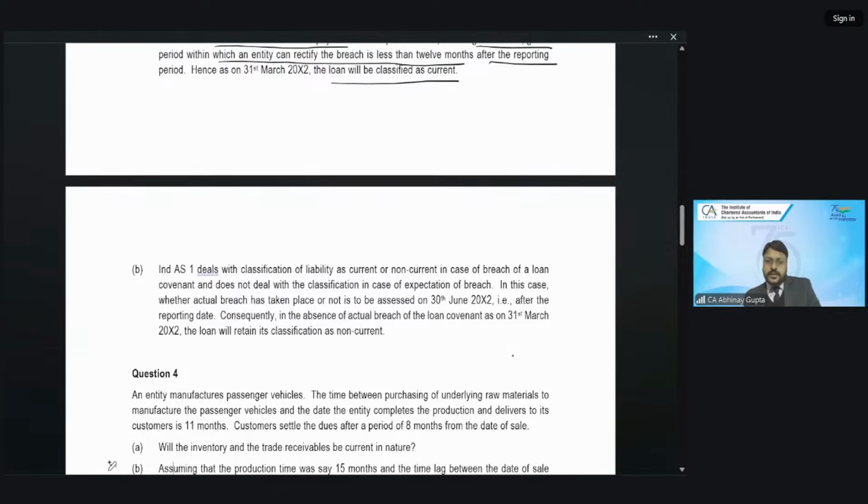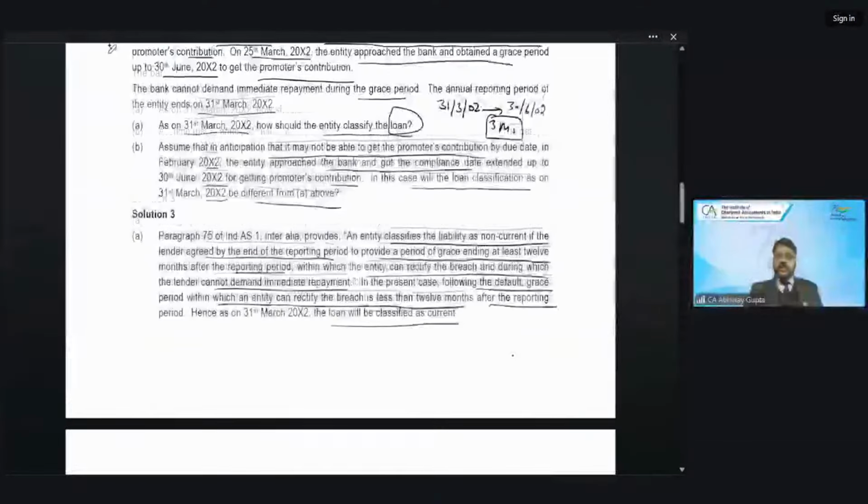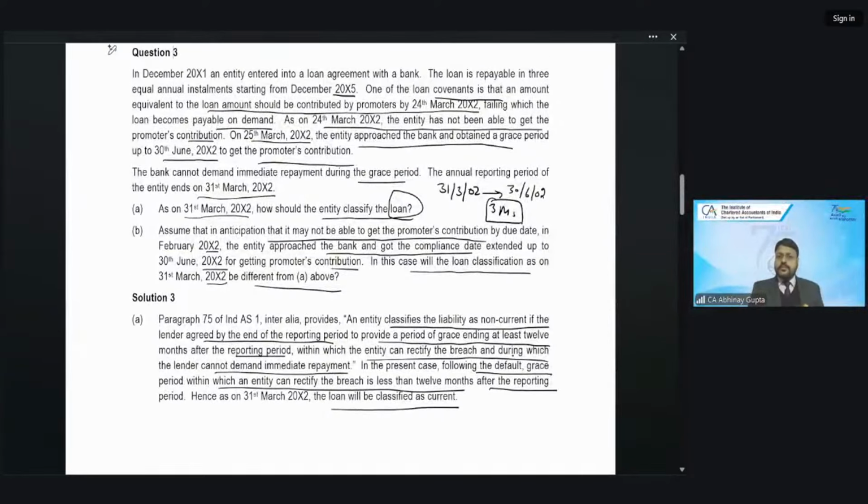So Ind AS 1 says that classification of a liability as current or non-current will be decided in case of a breach of the loan covenant, and does not deal with the classification in case of the expectation of a breach. What do you mean by this? Ind AS 1 says we talk about the current non-current classification of a loan when the breach has already happened, rather than an expected breach in future. So what is happening in this scenario? In this scenario, the breach has not yet happened. The breach date, which was ideally 24th March, so by 24th March, if the promoter fails, then the breach would have happened.